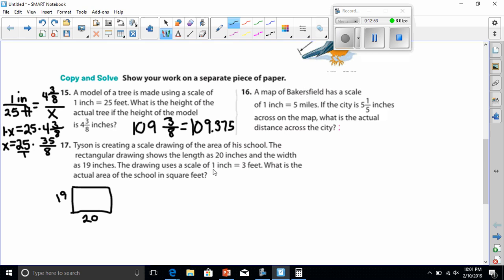The drawing uses a scale of 1 inch equals 3 feet. So for one of these inches, it's actually 3 feet. What is the actual area of the school in square feet? Well, all we have to do is multiply everything by what? 3, right? If 1 inch equals 3 feet, first of all, what is the actual area of the room? The area in square feet.